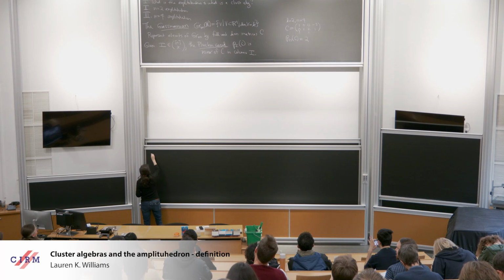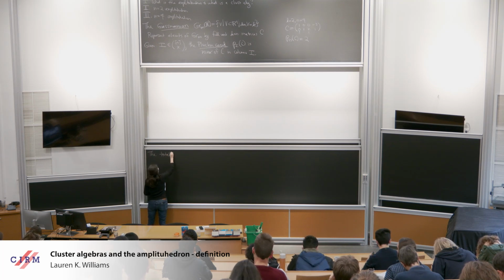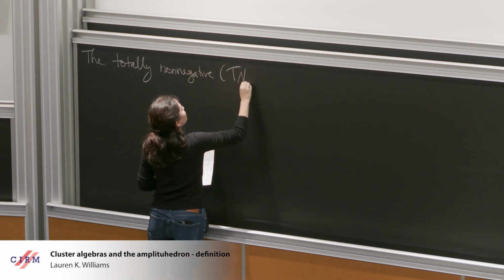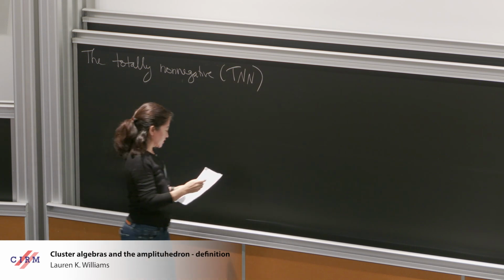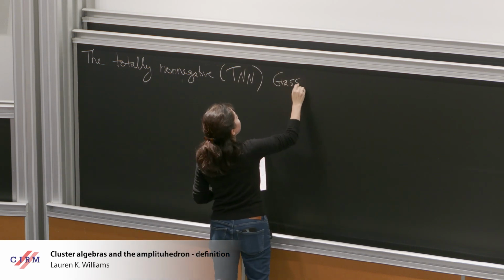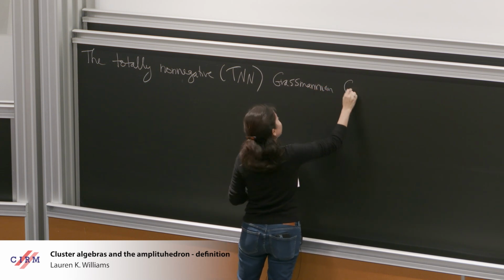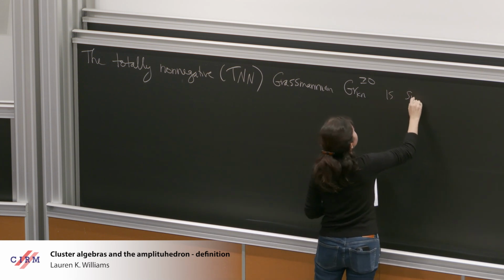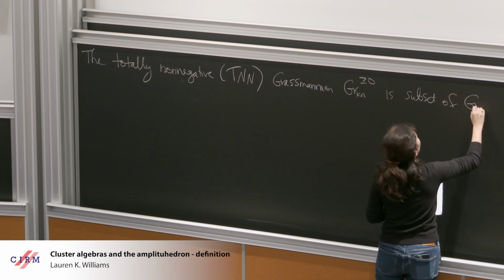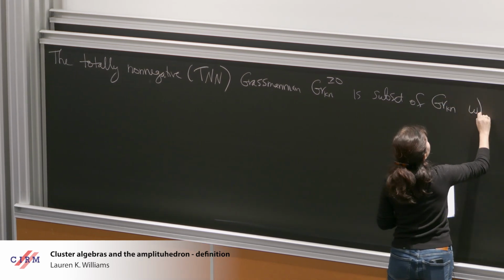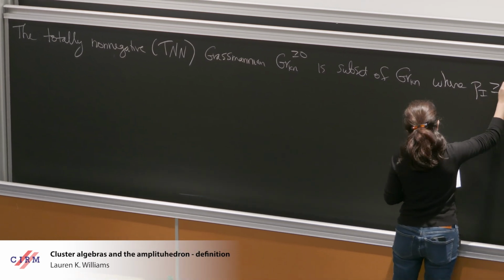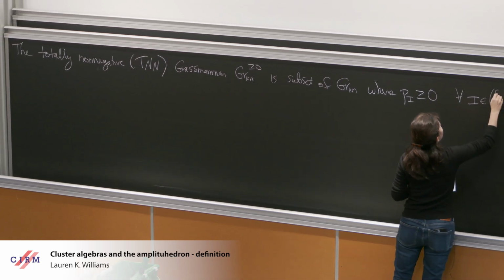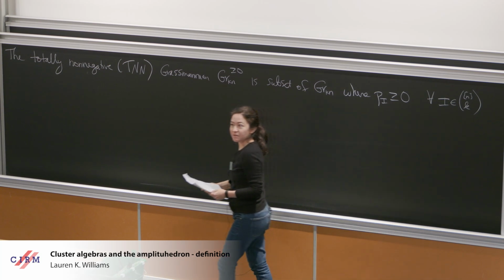And now the totally non-negative, or TNN, and sometimes called positive Grassmannian, Gr(k,n) greater than or equal to 0, is the subset of Gr(k,n) where my Plücker coordinates, P sub I, are non-negative for all I ranging over the k-element subsets of 1 through n.